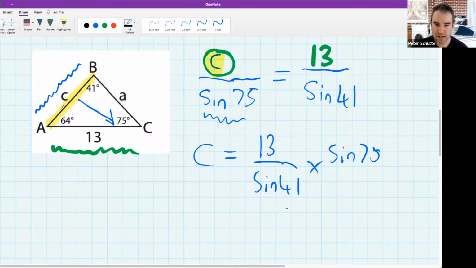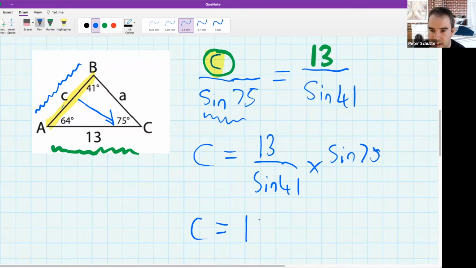Now, I want you to put that in your calculator, and I want you to see what you get. I'm going to do the same. I've got my calculator, so we go 13 divided by the sine of 41, and then we say times the sine of 75. And I want to see what you guys get. Let's see in the chat what you guys get.